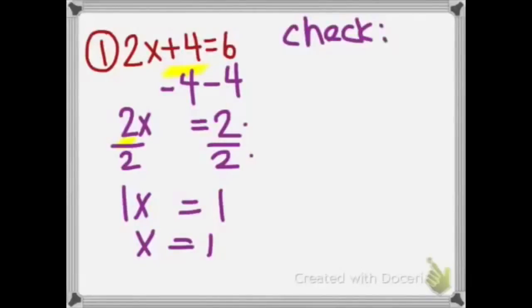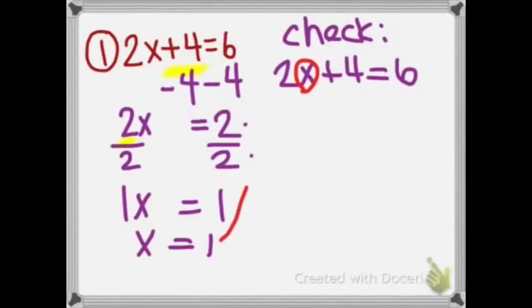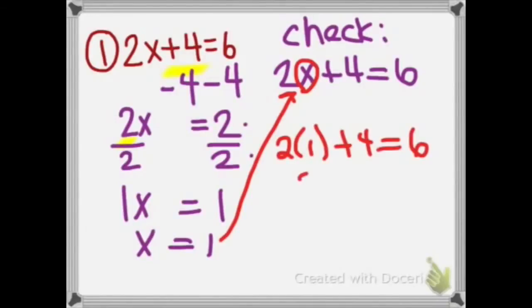And if we wanted to go back and check that, what we do is just substitute that term back in for x. So if this is our original equation, what we would do is we would put our answer in there. So we'd say 2 times 1 plus 4 equals 6, which is 2 plus 4, and that does equal 6. So we did get it correct.